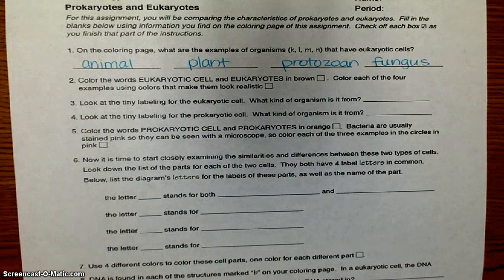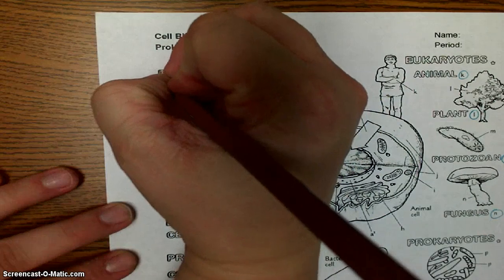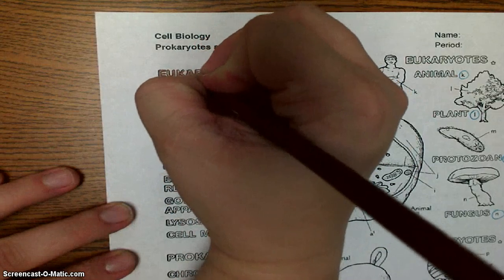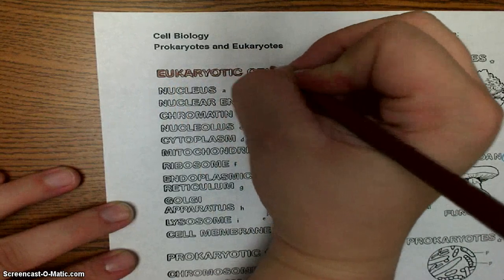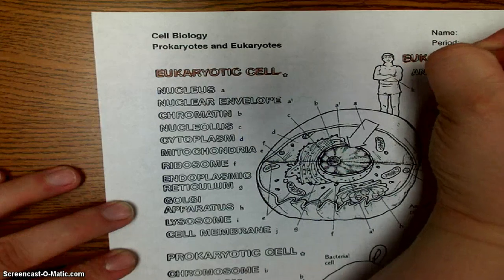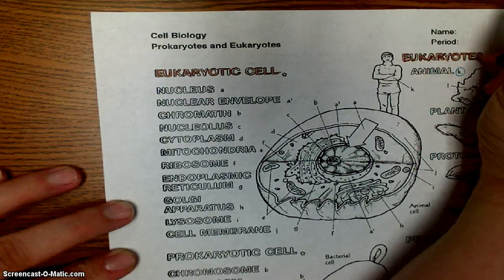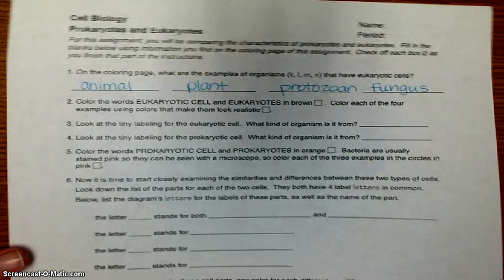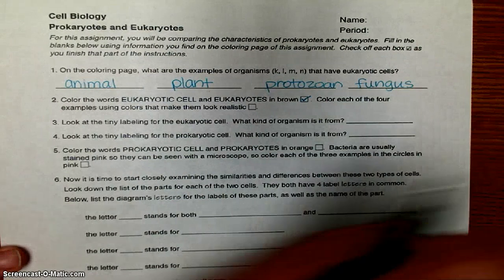So I'm going to get my brown colored pencil. I'm going to find eukaryotic cell and color that in. I also am going to color in eukaryotes. Okay, now to flip back over. It told me in the directions to check off each box as I completed it. So now that I've colored those in, I can check off this box.